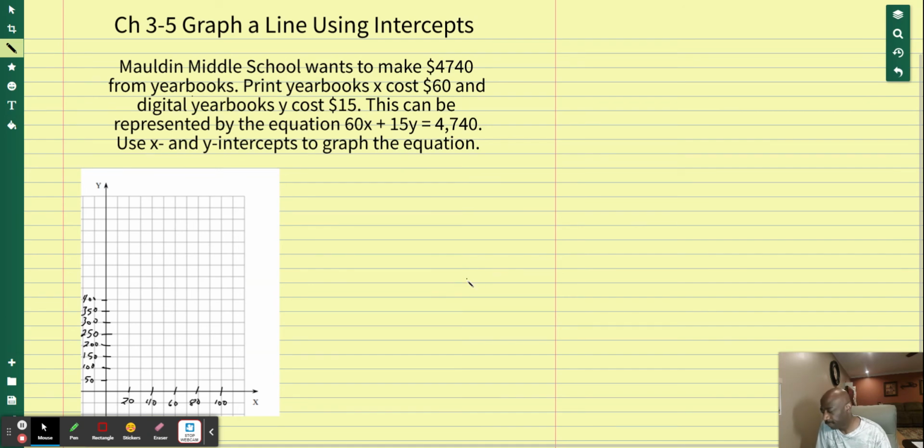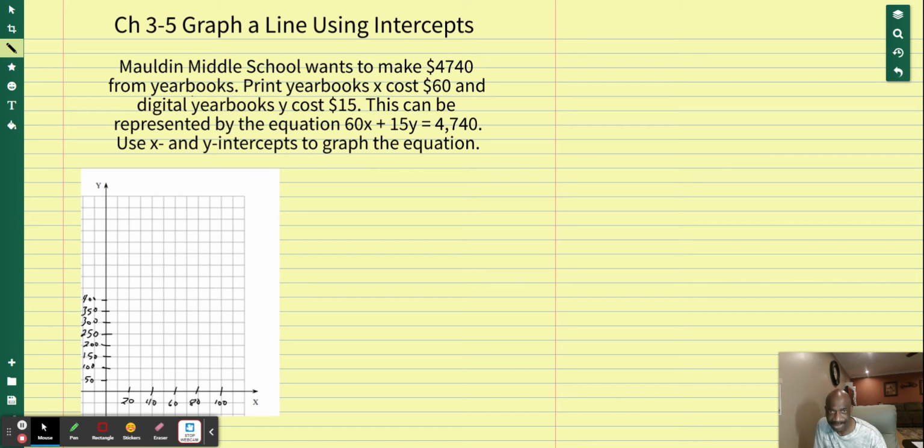All right. This question here says, Malden Middle School wants to make $4,740 from yearbooks. All right, so we can see that's the goal. They want to make a lot of money from yearbooks.